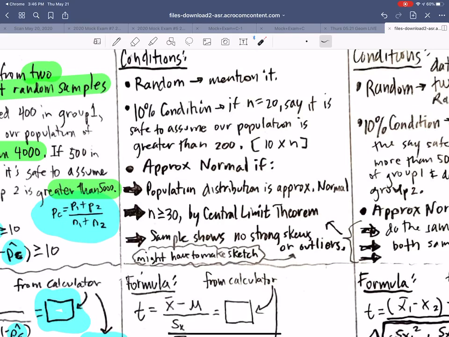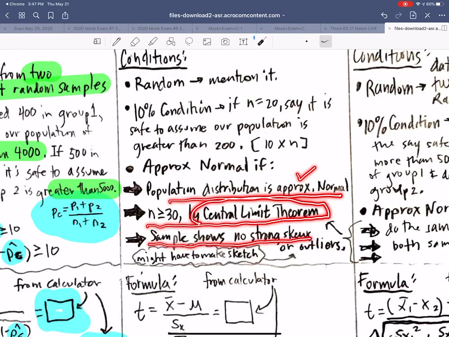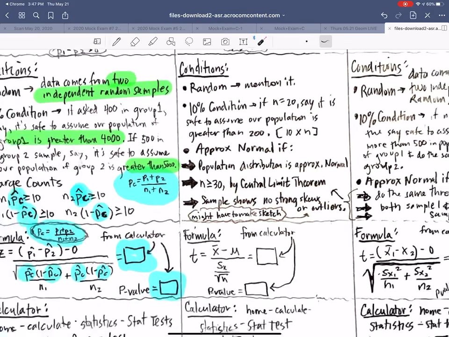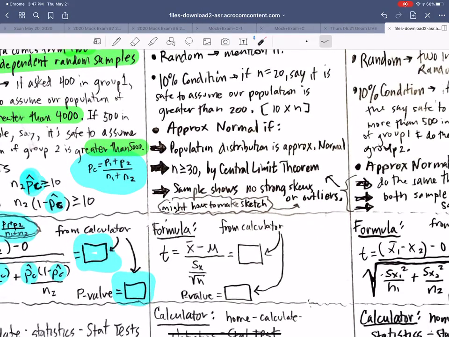As long as you have one of the three, then you're going to have an approximately normal sampling distribution. So either the population distribution is normal, or n is greater than or equal to 30 because of the central limit theorem, or you recognize that the sample shows no strong skews or outliers, and you may have to make a quick sketch to show that or explain why you know. All right. And in the formula, this is what comes out of the calculator. And normally we just use a calculator. We don't actually calculate it ourselves.